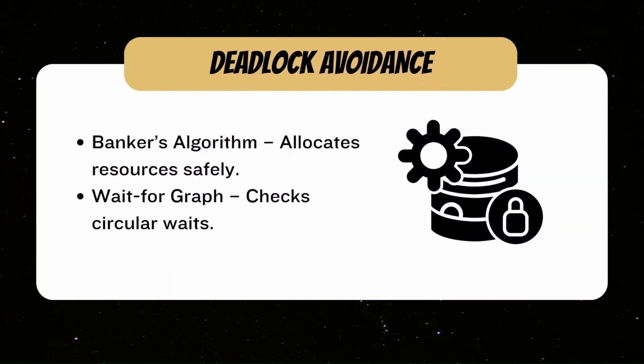Another approach is deadlock avoidance, where we carefully allocate resources to prevent deadlocks. One method is the banker's algorithm, which checks if a transaction's request is safe before granting resources. Another method is using wait-for graphs to ensure no circular wait occurs.